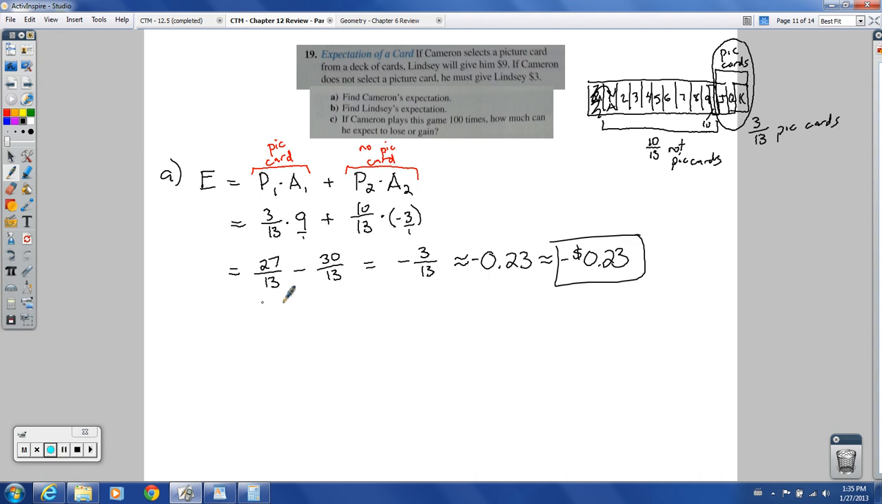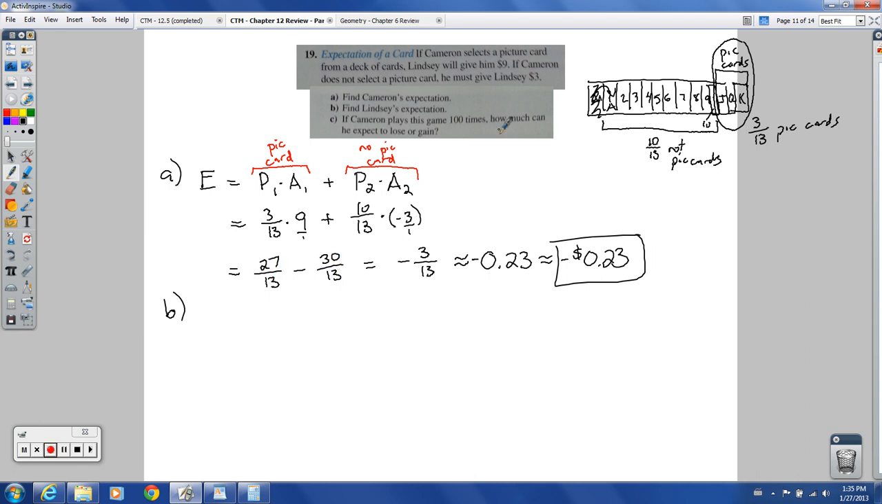So that's Cameron's expectation. Lindsay's expectation is, it should just be the opposite of that. So I'm thinking about this. Do I really need to work this all out again? No, because the only thing that's going to change for Lindsay is that this would be a negative and this would be a positive. And so it would be a negative 27 over 13 plus 30 over 13.